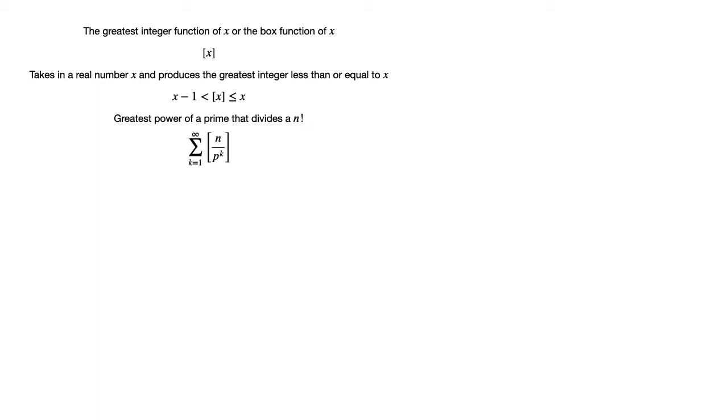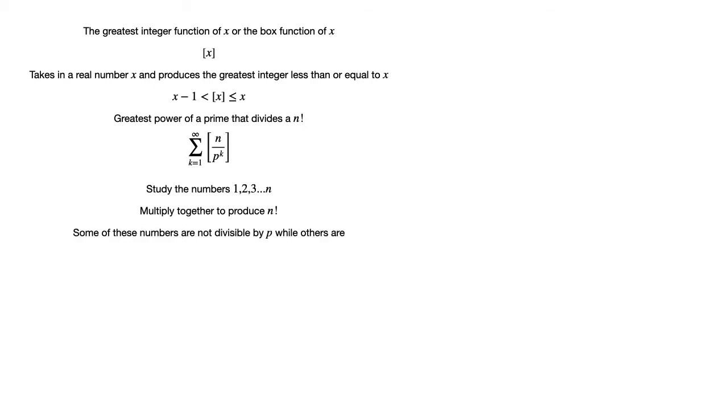Before going any further, we claim that it is given by the formula: the sum as k goes from 1 to infinity of the greatest integer of n upon p to the k. If we wish to calculate the greatest exponent of p dividing n factorial for an arbitrary n and prime p, we first study the numbers 1, 2, 3 all the way up to n that multiply together to produce n factorial. Some of these numbers are not divisible by p while others are.